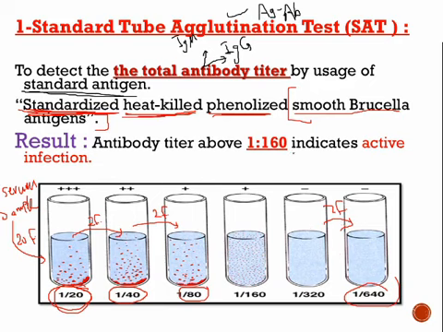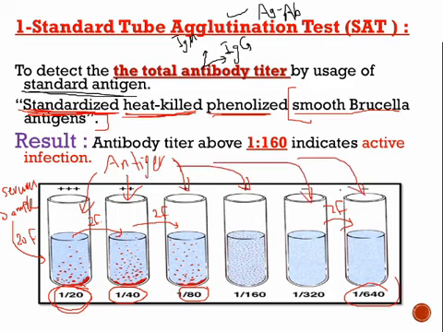Now I will add the antigen. I will add a fixed volume of antigen to each of these test tubes, a standard amount, and then I will incubate. Okay, so I will leave them for a certain time at 37 degrees, and after incubation I will observe for agglutination.